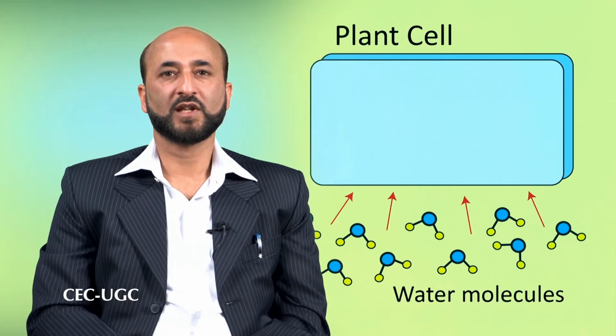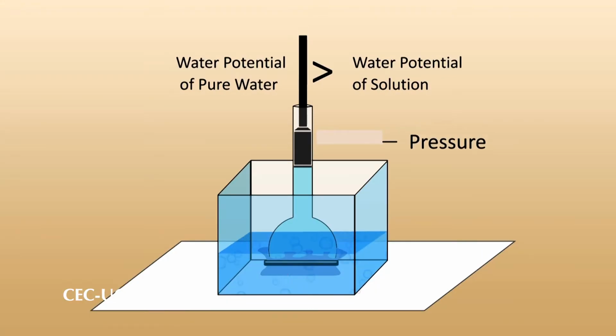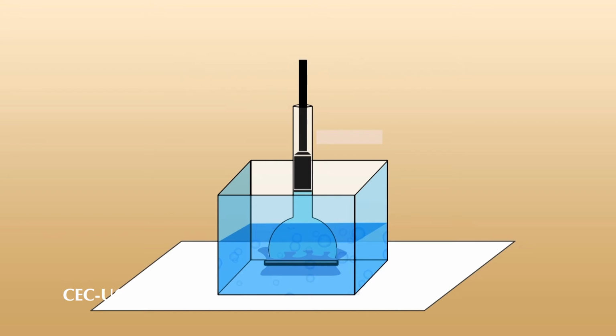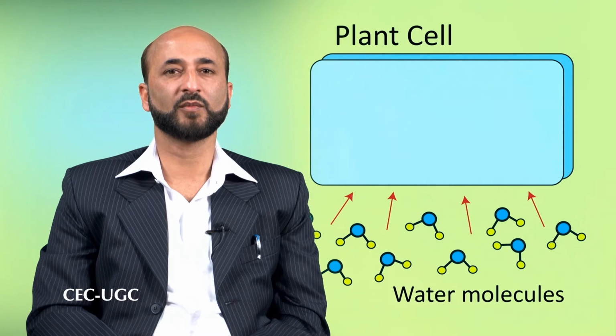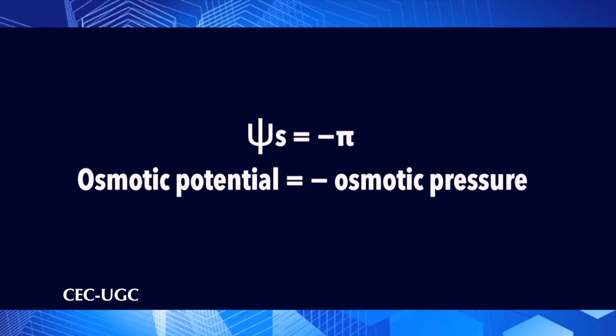Therefore, we say that the solution has an osmotic potential, which is shown by psi s, that is solute potential. Since osmotic potential and osmotic pressure are equal but opposite forces, osmotic potential is regarded as the negative of the osmotic pressure, that is psi s is equal to minus pi, that is solute potential or osmotic potential is equal to negative of osmotic pressure.